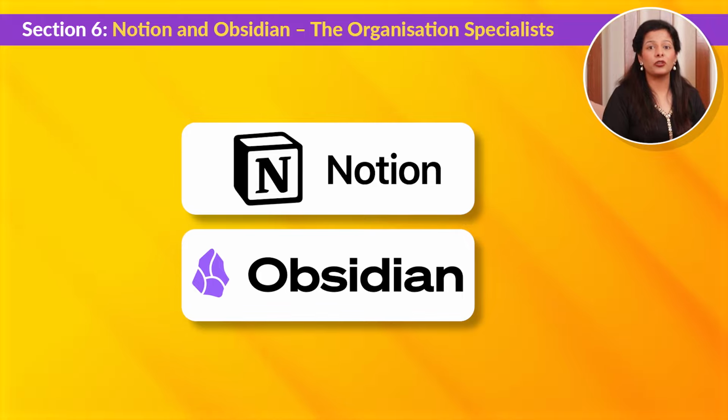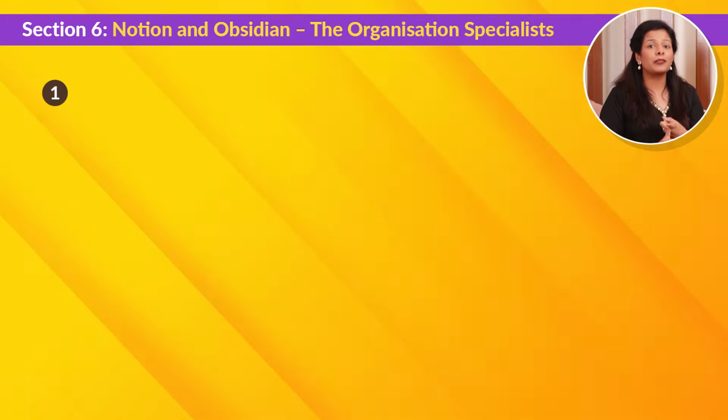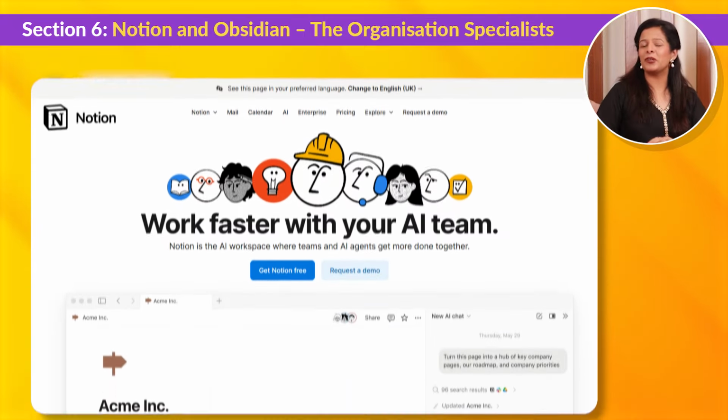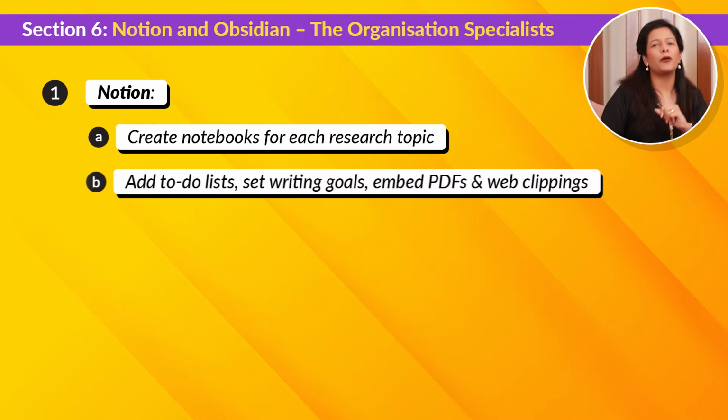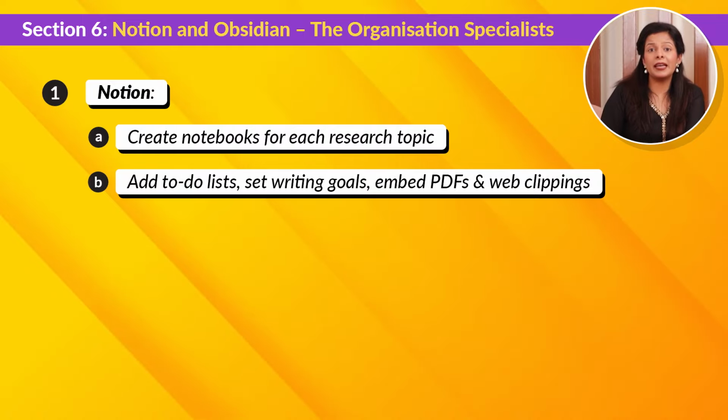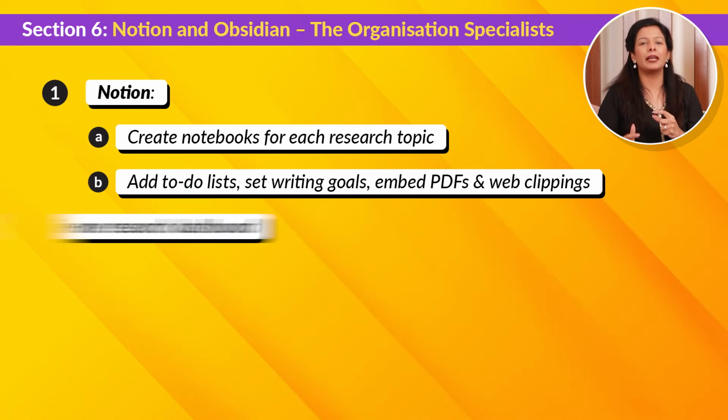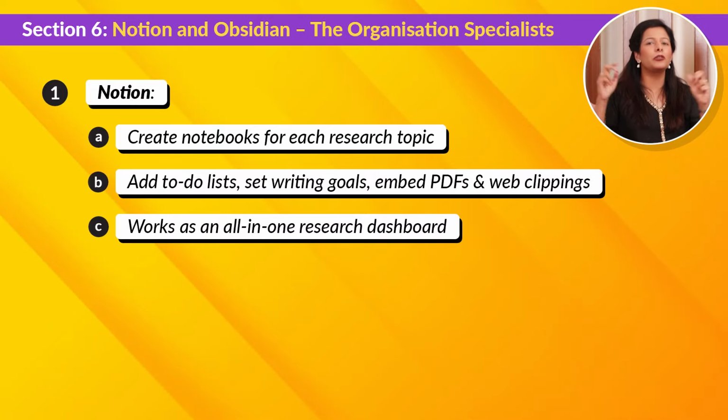Next, let's talk about something that often becomes a challenge for researchers: managing notes, PDFs, quotes, and ideas. This is where digital tools like Notion and Obsidian step in. Notion allows you to create notebooks for each research topic. You can add to-do lists, set writing goals, and embed PDFs or web clippings directly into your workspace. Think of it as your all-in-one research dashboard.